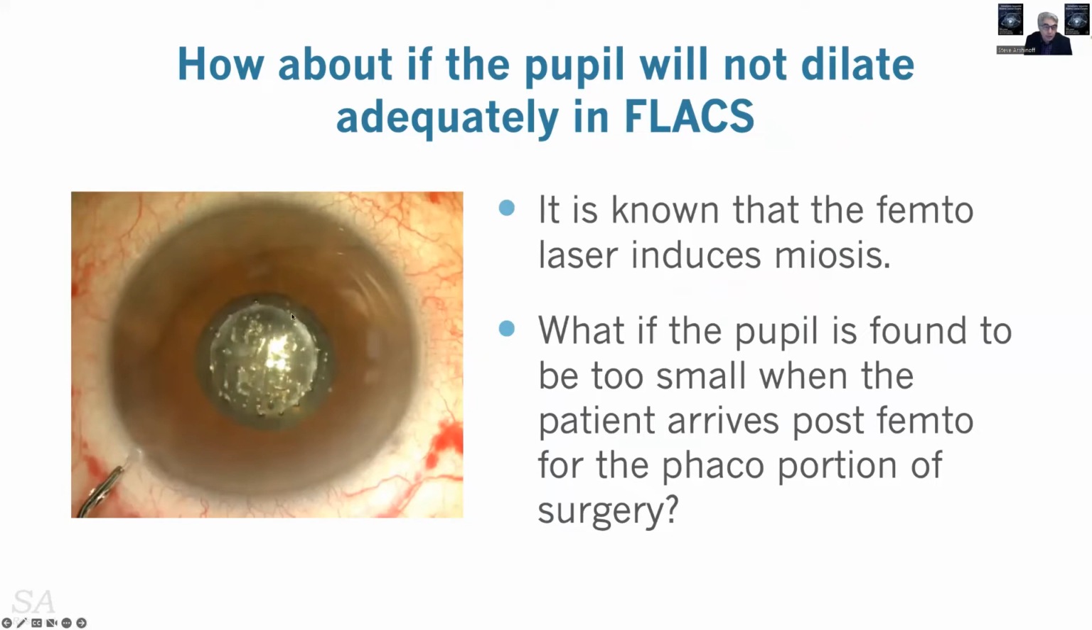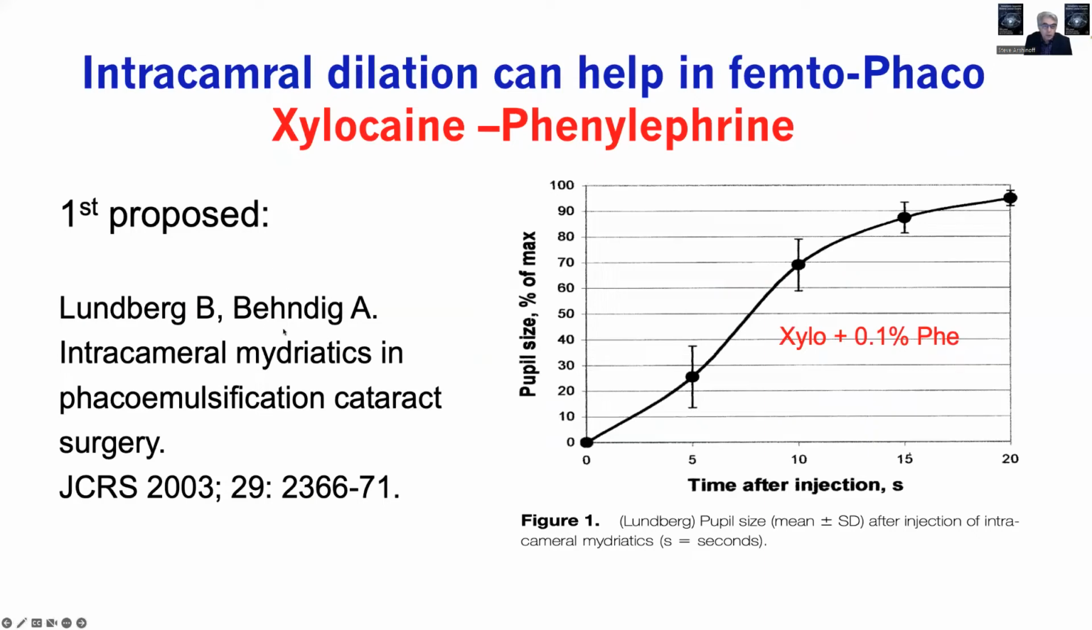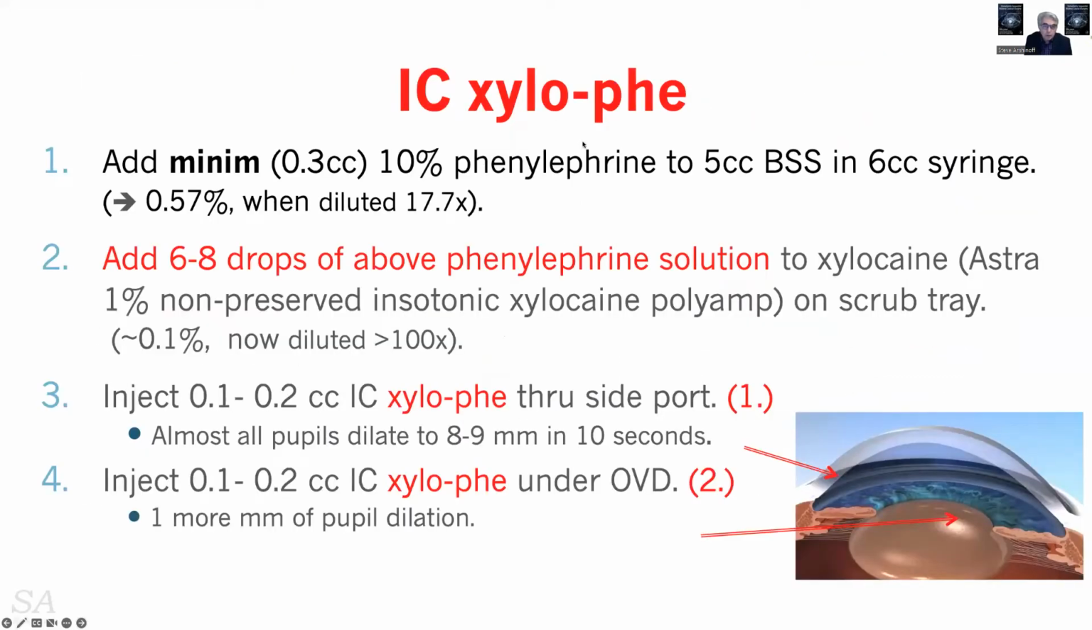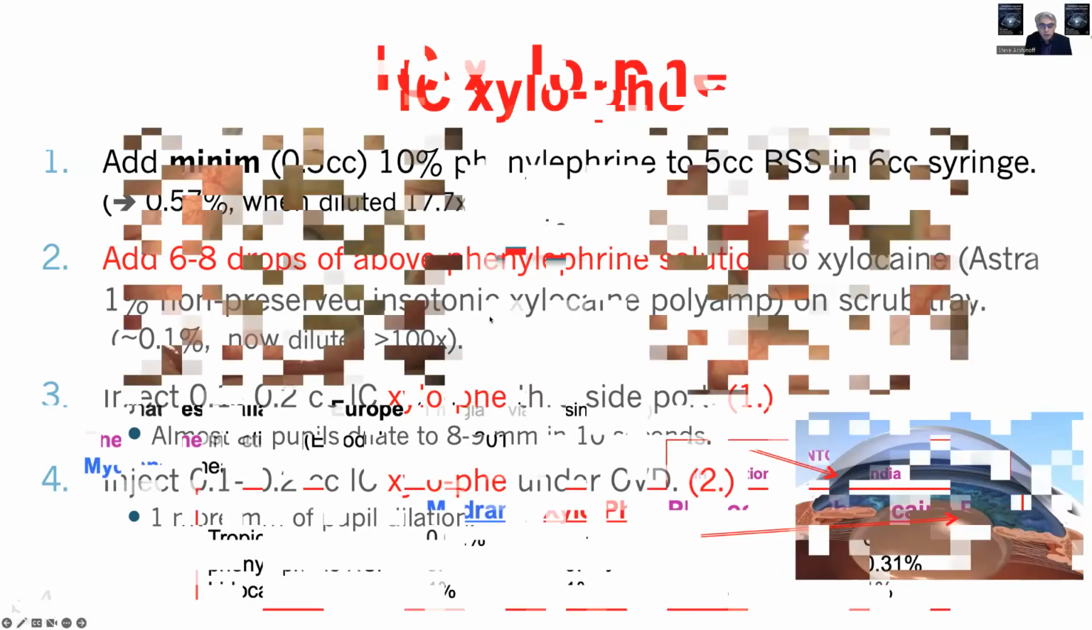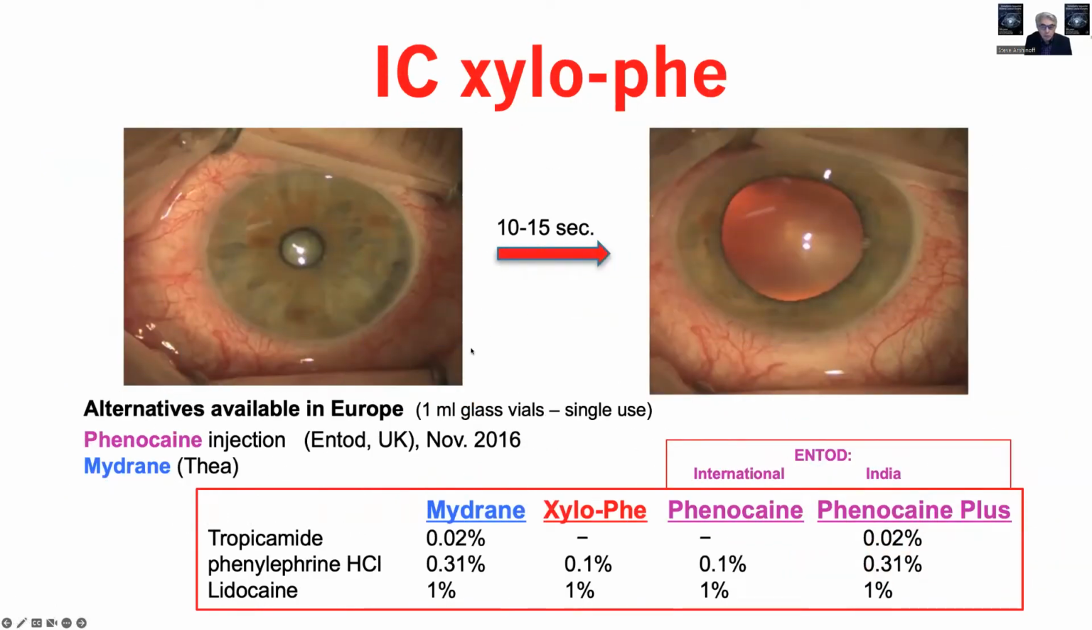Because that happens very often, that after applying the laser, the pupil gets smaller and smaller. So what you can do is, it was shown by Lundberg and Behndig that if you use xylocaine and phenylephrine, you get excellent dilation of the pupil in 20 seconds. So you can make up this solution that I make, and you can inject it when you start surgery, first through the side port as anesthesia, and then after the OVD on top of the capsule, and you get much better dilation.